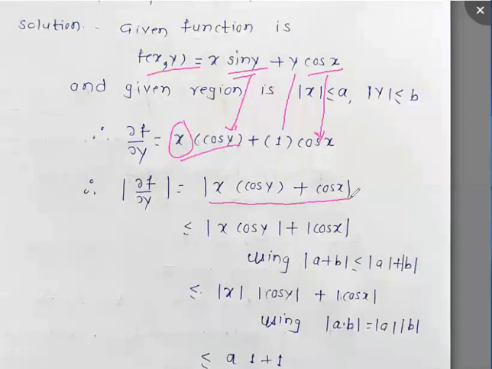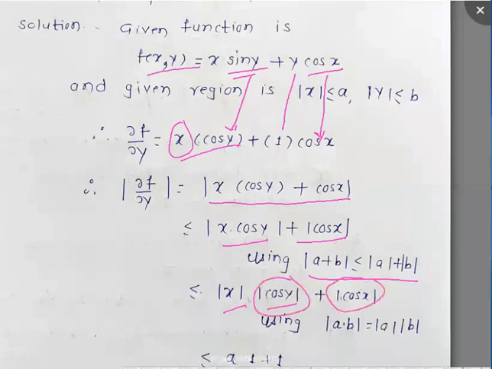Now again, mod of a plus b is less than or equal to mod a plus mod b. Separate the two terms. And mod of a into b is equal to mod a into mod b. So again, separate this product. Mod x into mod cos y plus mod cos x. Now, any value of cos x is less than 1. So this is less than or equal to, and mod of cos y is less than 1. Mod of cos x is also less than 1.